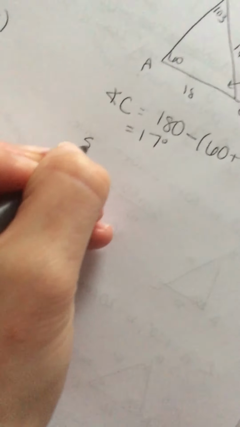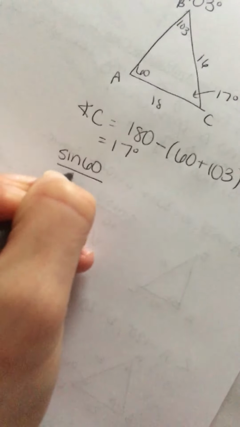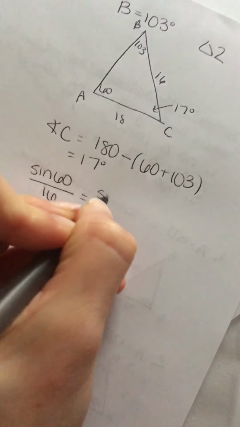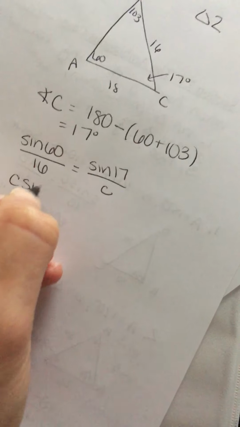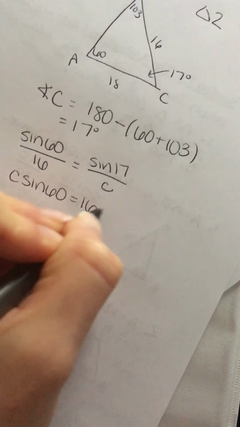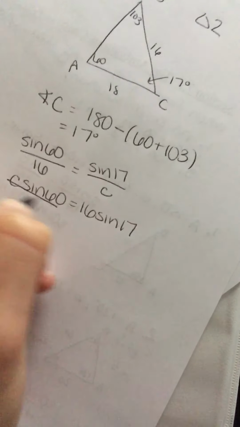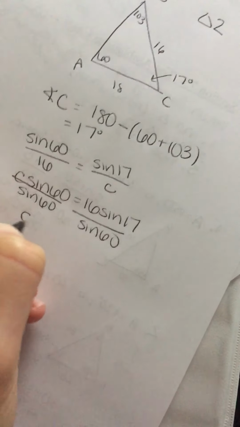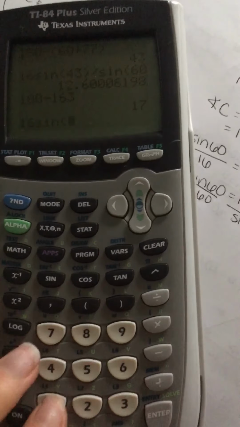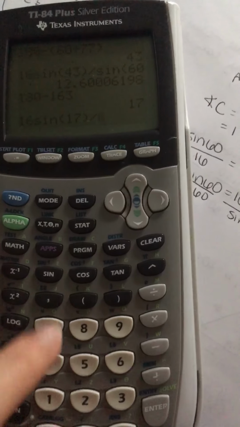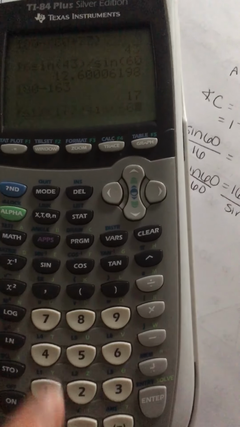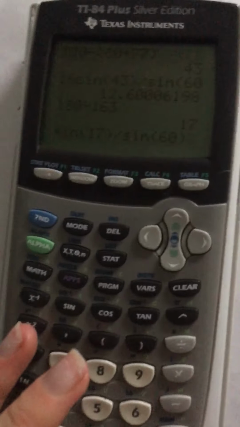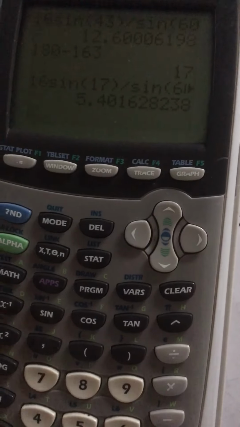And then once again, find side C. Sine of 60 over 16 is equal to the sine of 17 over C. We cross multiply. Looks good. Divide by the sine of 60. Okay, 16 sine 17 divided by the sine of 60. All right. 5.4.